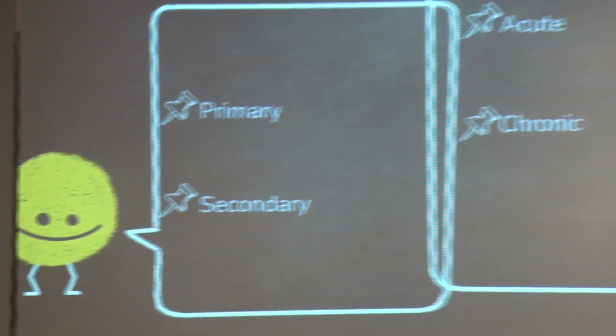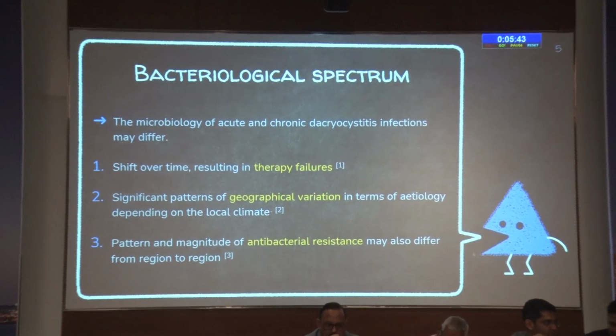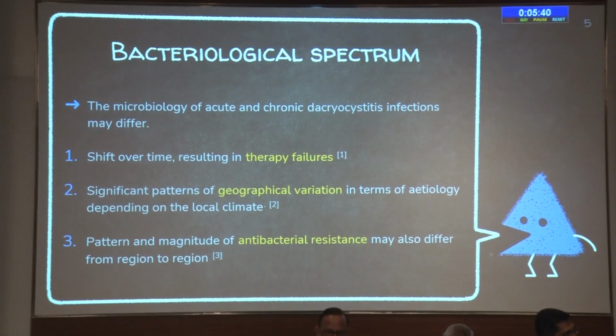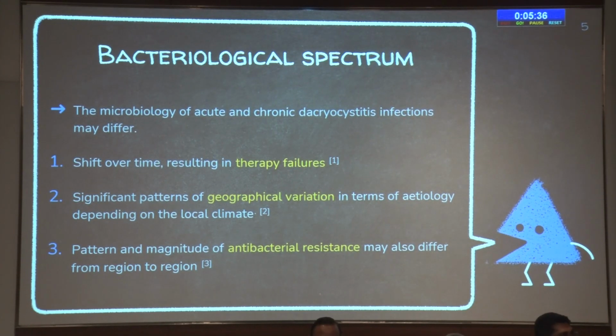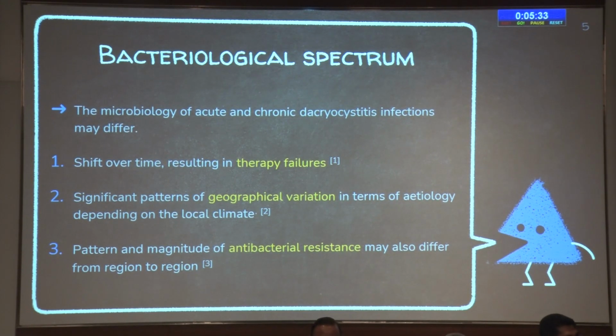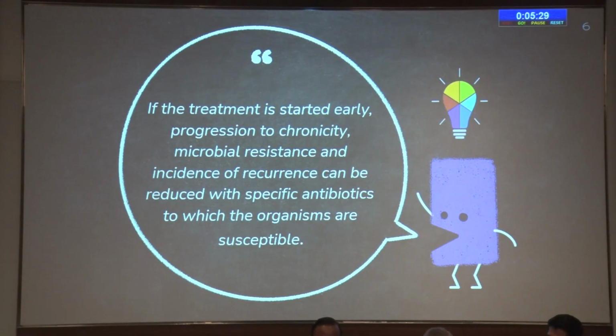Dacryocystitis is inflammation of the lacrimal sac, which can be primary as idiopathic stenosis of the NLD or secondary to any trauma, tumor, infection, inflammation. So the microbiology of acute and chronic dacryocystitis infections may differ. It may shift over time, resulting in therapy failures. There can be geographical variation in terms of etiology, and the pattern and magnitude of antibacterial resistance may also differ from region to region. So if the treatment is started early, progression to chronicity, microbial resistance, and incidence of reoccurrence can be reduced with specific antibiotics to which the organisms are susceptible.